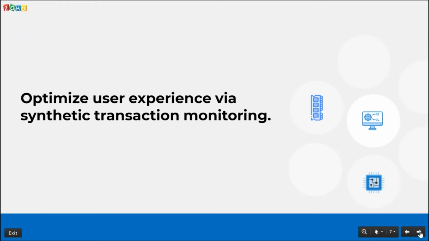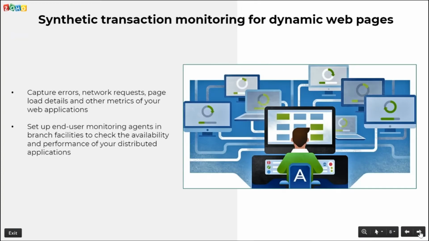Optimize user experience via synthetic transaction monitoring. So in this monitoring, we get more details beyond the URL monitoring. It would be an agent-based monitoring. We will be able to communicate with the website to capture the errors, network requests, page load requests, and other metrics of your web applications. Not only will these transactions be captured, the screenshots of the transactions will also be captured. The main advantage of this monitoring is the flexibility to monitor URLs from different parts of the globe by setting up agents in different branch offices.